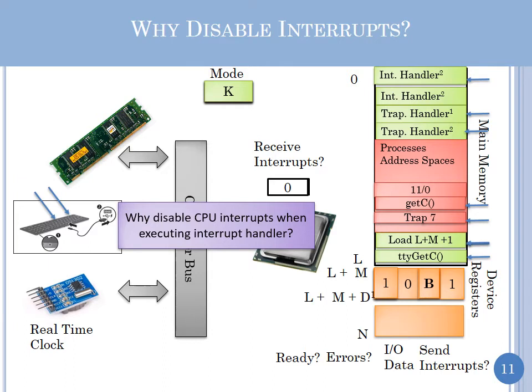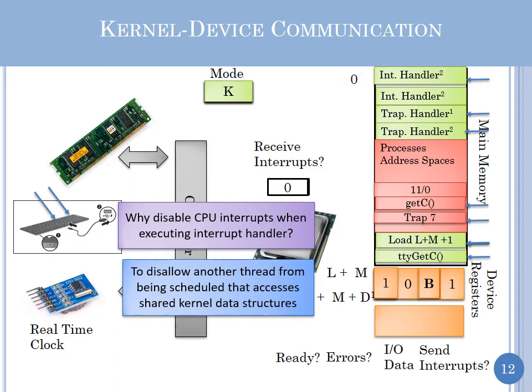So now a question that I posed earlier, and let's try to answer this. Why disable CPU interrupts when executing an interrupt handler? Okay, why was that important? So why disable CPU interrupts? To disallow another thread from being scheduled that accesses shared kernel data structures, in general. And with what we've seen here, we have this queue, and we want the queue to be consistent. We know that there are multiple instructions involved in consuming an item and moving the pointers. So we don't want another thread to be accessing this data structure. So how do we disallow other threads from accessing? Well, we can do so by making sure that no other thread is scheduled. If no other thread is scheduled, then no other thread can access.